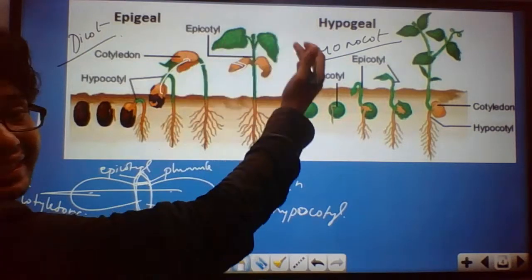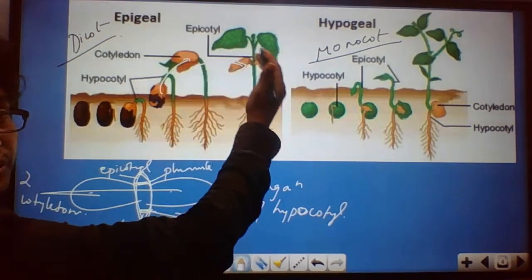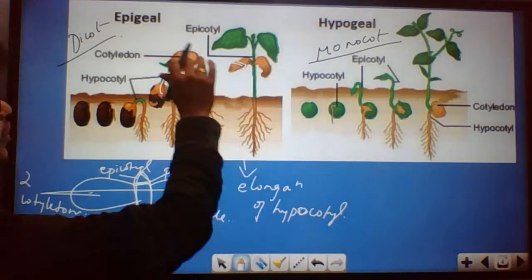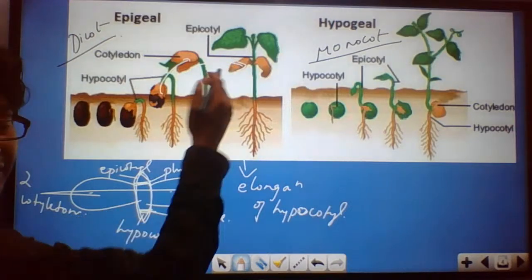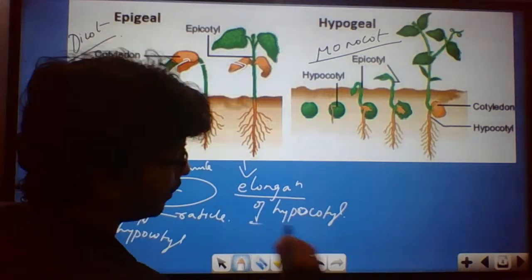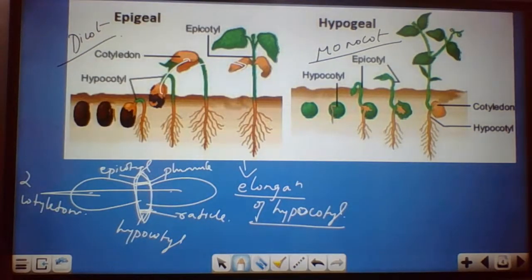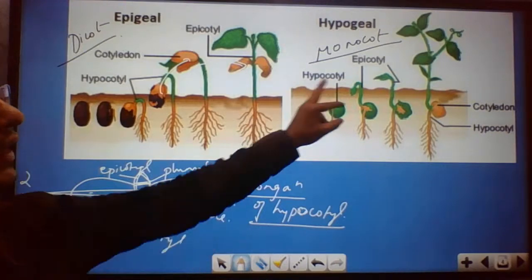So how we could see the seed, which is, at the time of germination, exposed outside, this type of germination we call an epigeal. Why is this seed sprouting out of the soil? This is because of the elongation of the hypocotyl. But this is not happening in the case of monocot.